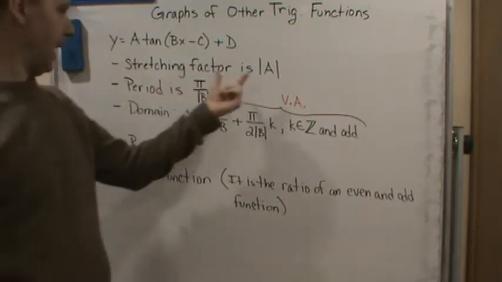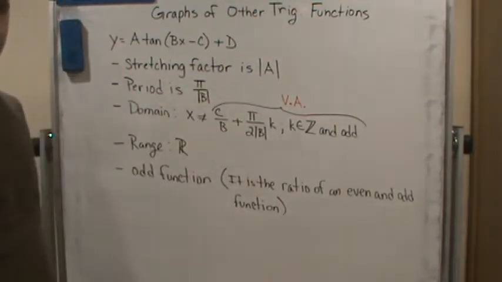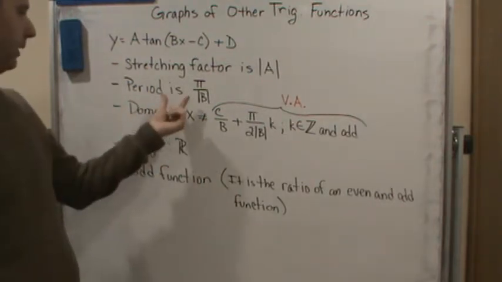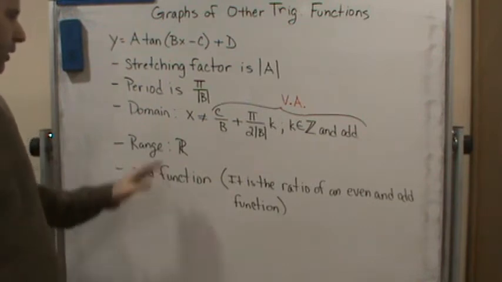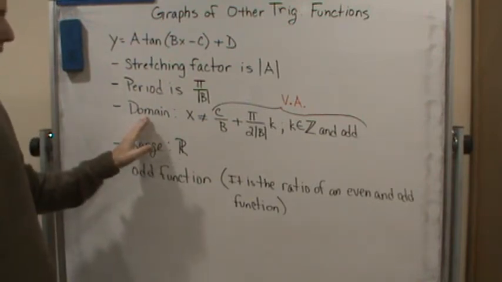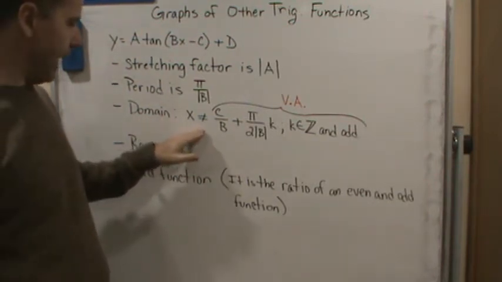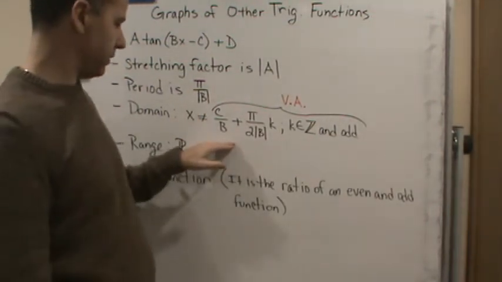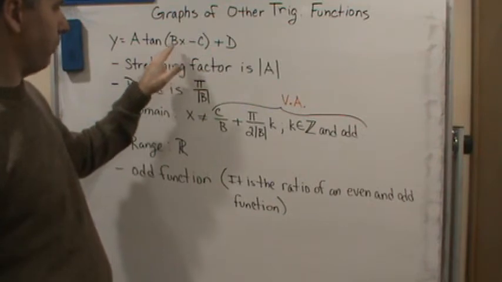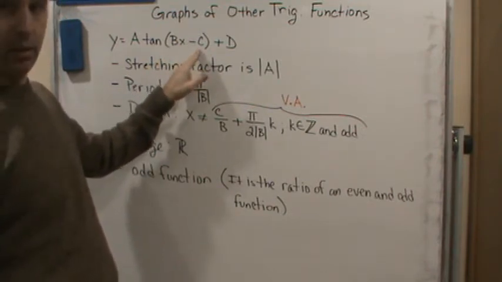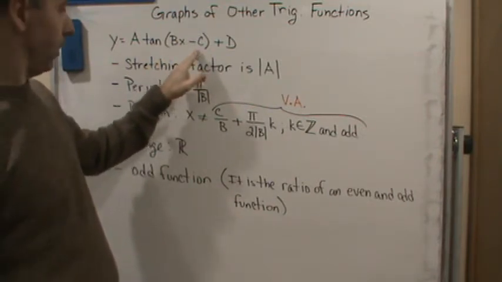So again, absolute value of A tells us our stretching factor, right? The period, of course, is going to be pi over the absolute value of B. The domain is going to be all values that are not equal to this. Now, because we've got B in here now we've got to have our phase, right? Our phase shift, which is C over B.